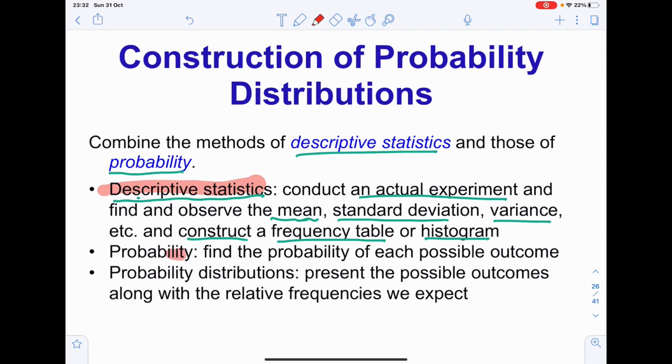طيب what is the probability? In the probability we find the probability of each possible outcome. يعني راح نجيب ال probability لكل possible outcome، لكل outcome عندنا بالexperiment. So in here we can see what is the probability distribution. So probability distribution presents the possible outcomes along with the relative frequencies we expect. So what are the possible outcomes? And also what are the relative frequencies that we expect from our outcomes.